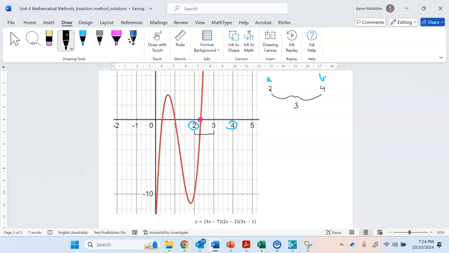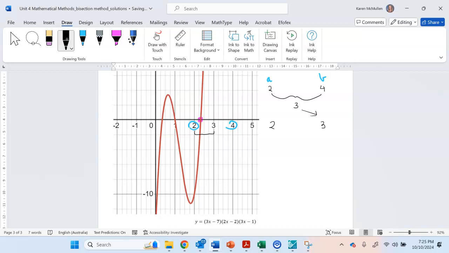So this time, so this 3, your midpoint either goes on the A side or on the B side. And we can see that it's going to go on the B side because the point is between 2 and 3. So the 3 goes on the B side. So now we're going to look at the midpoint between 2 and 3.